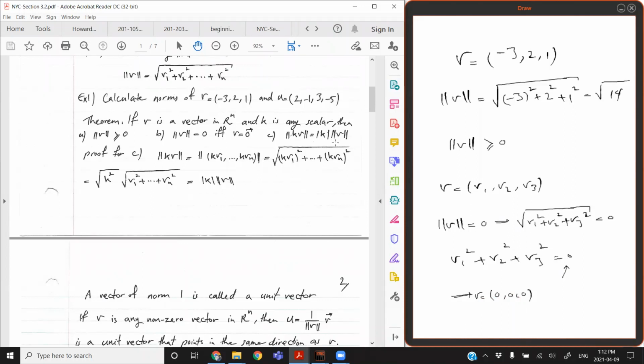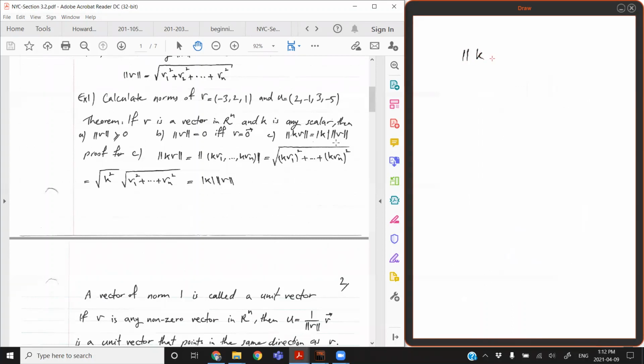And part C can be proved doing some simple algebra. If you have the norm of k times v, that's going to be the absolute value of k times the norm of v. So we know that kv is defined to be like this. It's k times (v1, v2, v3). So it's kv1, and the second component is going to be kv2, and the third component is kv3. So the norm of this is going to be the first component squared plus the second component squared plus the third component squared, all the way to the end.